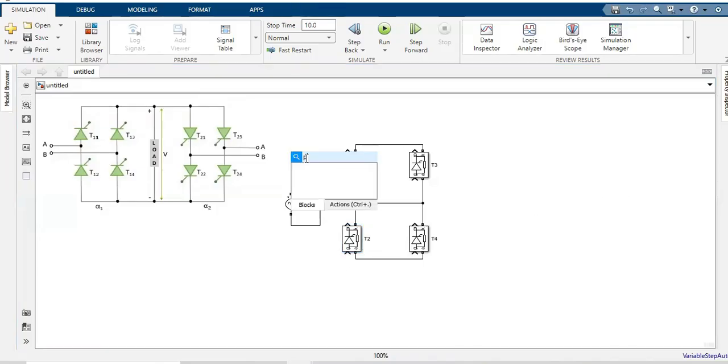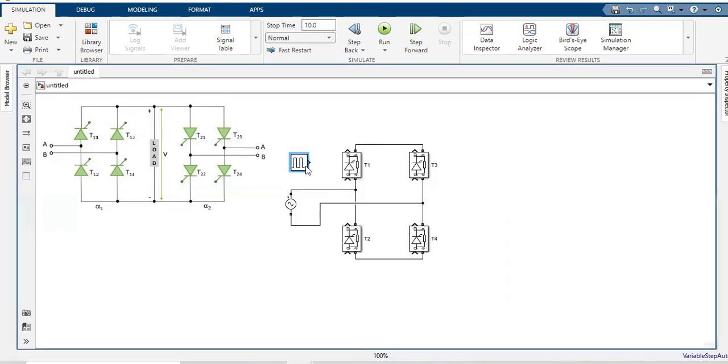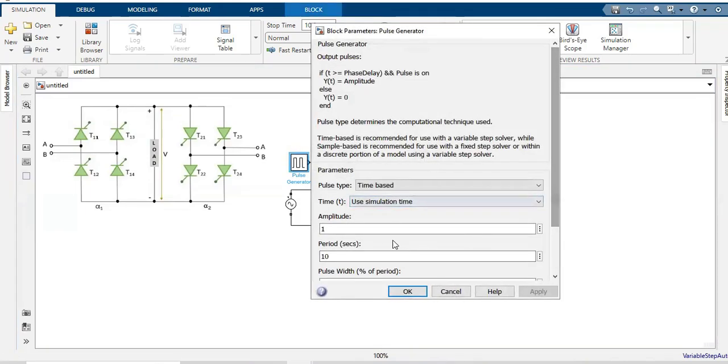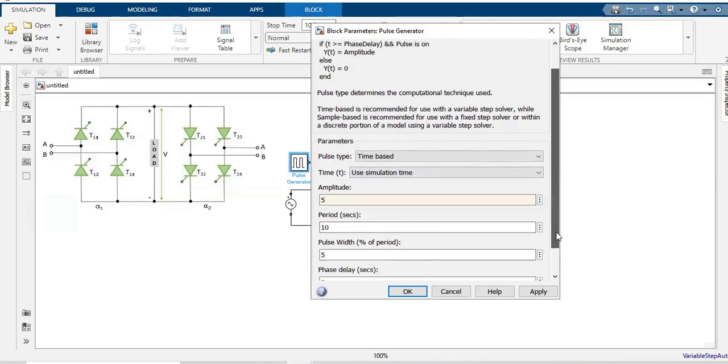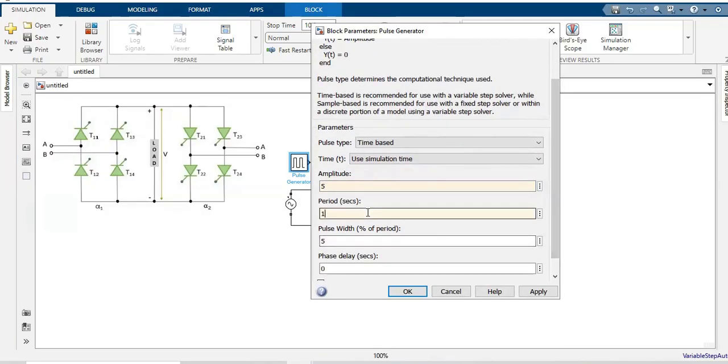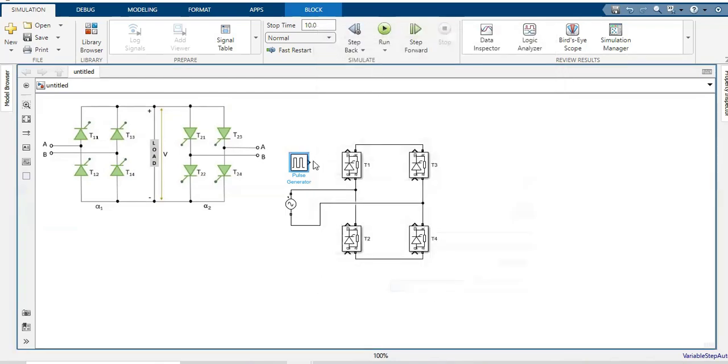Now we'll give pulses for the thyristors, and let us take the amplitude as 5, and the period will be 1 divided by 50 hertz, and the pulse width, let us take it as 10, and the phase delay we can take it as 60 degrees, so 60 divided by 360 into the time period, which is 0.02 second. So this pulse will be given to the thyristors T1 and T4.